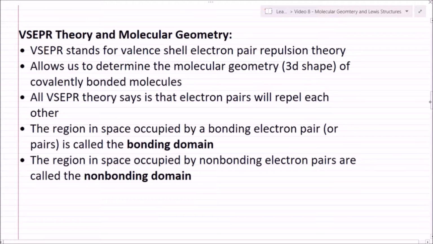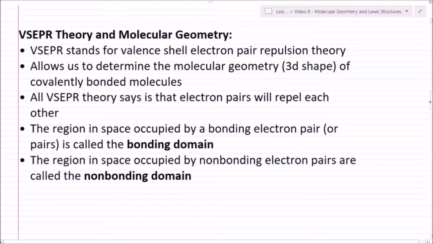Alright, now let's move on to VSEPR theory and molecular geometry. Now VSEPR is an abbreviation for this sort of long thing called Valence Shell Electron Pair Repulsion theory. Now that sounds really complicated, but all it's saying basically is that electron pairs are going to repel each other. And because of that, we can determine the molecular geometry, or 3D shape, of covalently bonded molecules.